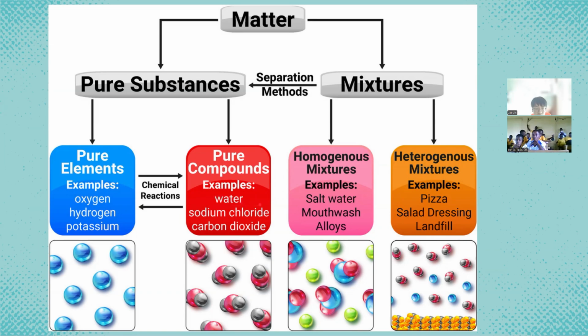Things like water, H2O. Water is H2O: two hydrogen, one oxygen. We also learned about sodium chloride forming a compound. There's a sodium and a chloride, so there are more than one atom. And carbon dioxide, CO2, has one carbon and two oxygens. And these are called pure compounds.